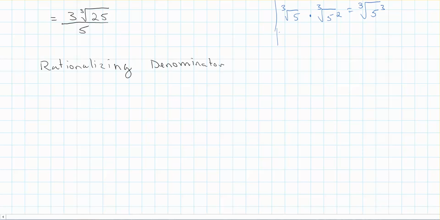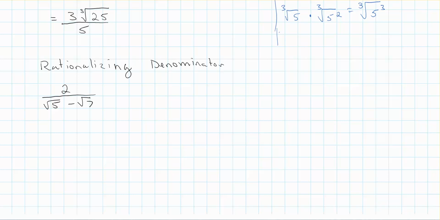Okay, one more example here of rationalizing a denominator. And this one here is where we have something like, let's for instance look at 2 over the square root of 5 minus the square root of 7. Now I want to rationalize the denominator here. Now what we're going to multiply by is what's referred to as the conjugate.